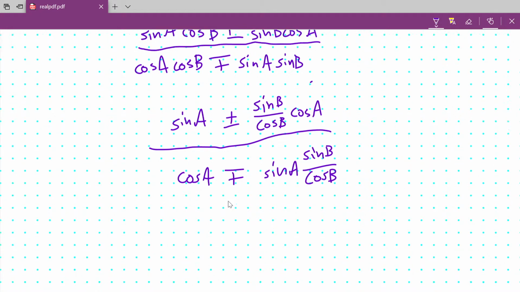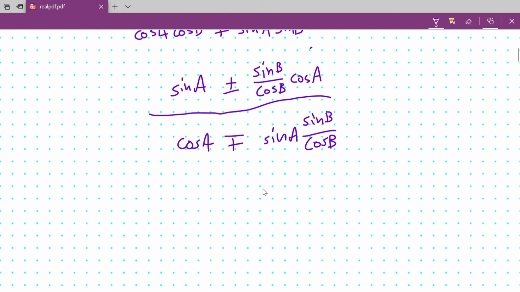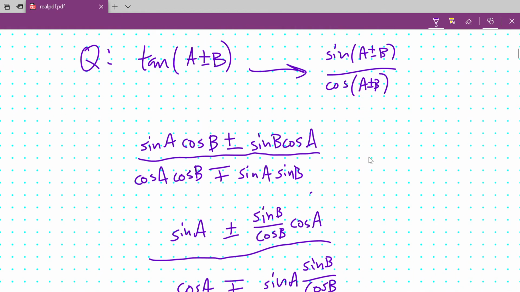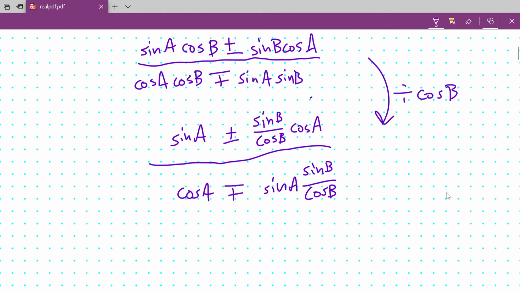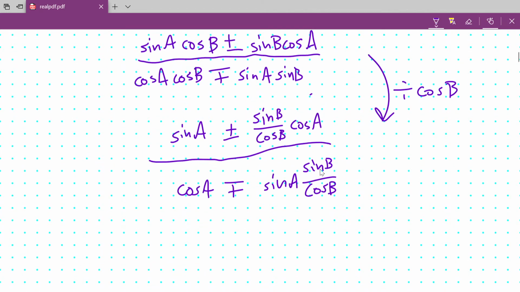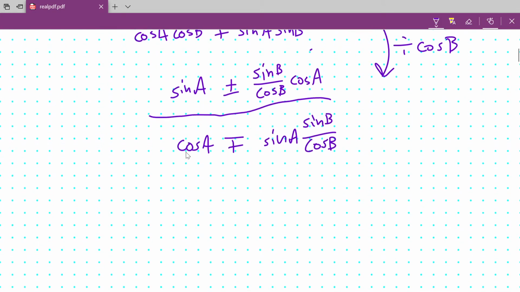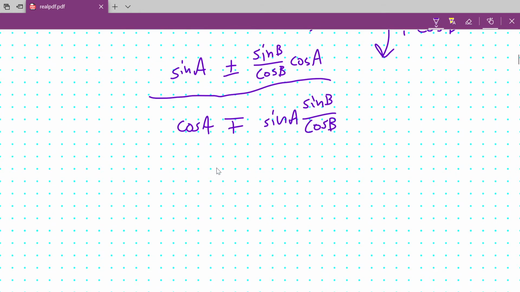So while this would work, I think we can find an expression in terms of tangent, because from this step to this step, we've divided by cos b. And if we were to divide by cos a at this point, the remaining stuff will be eliminated, and this stuff will turn into tangents. So yep, I'm going to divide by cos a, and then turn it into solely tangent terms.